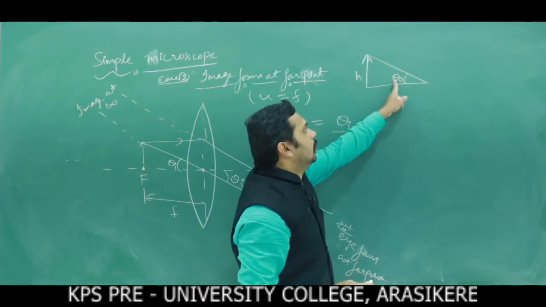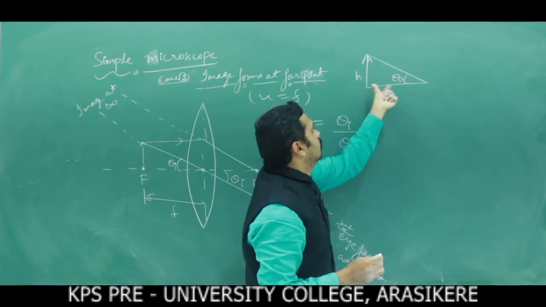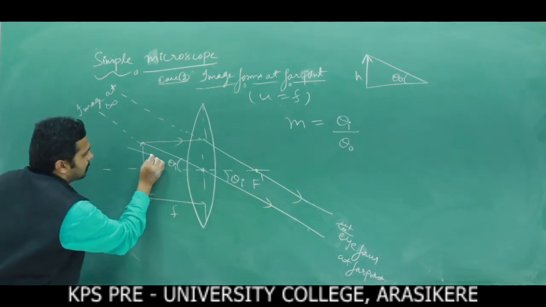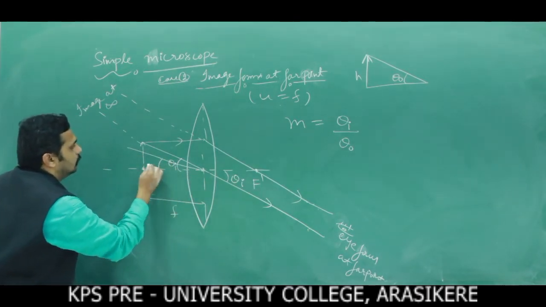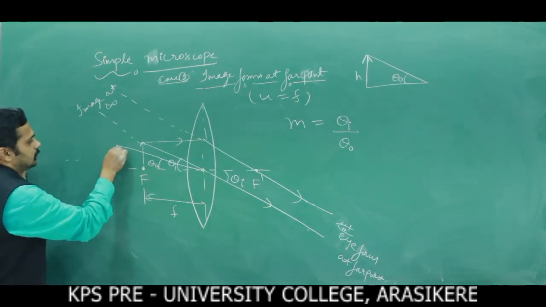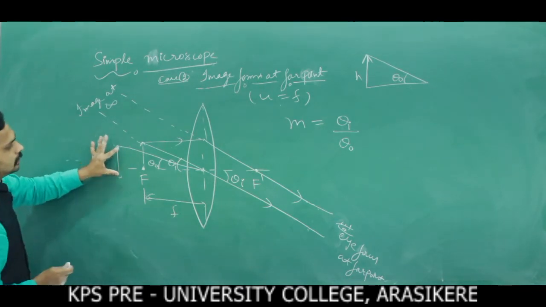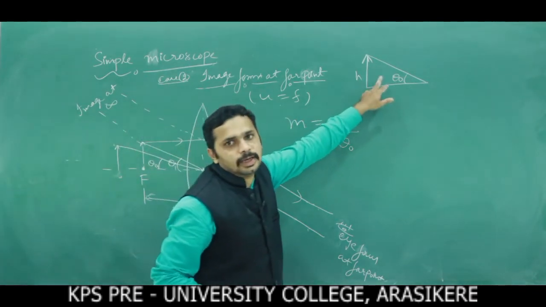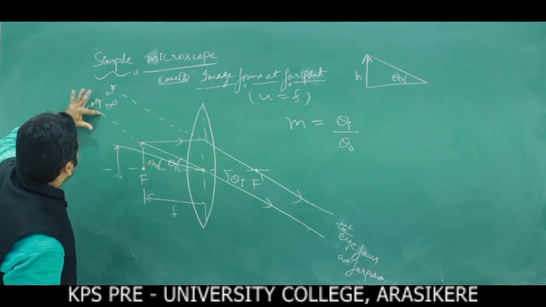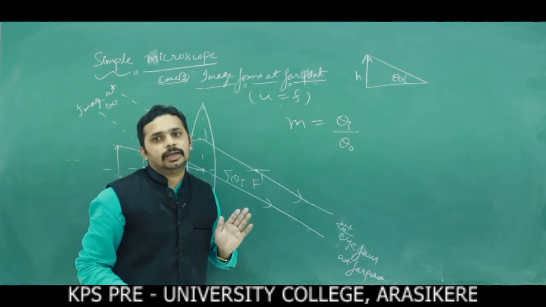Now what is theta naught? Angle subtended by the object, theta naught. Now imagine yourself, the object is somewhere here. Now this is the object. What is theta naught? Angle subtended by the object. What is theta i? This is the image, somewhere far away, this is image theta i. What is theta i? Angle subtended by the image.